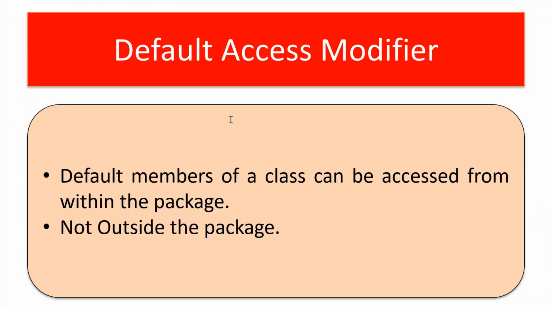The final one is default access specifier. By default, if we have not given any access specifier for a variable or a method, we have just removed the access specifier, that is public, private or protected. We have removed everything, just giving integer a equal to 10, which means it has default access specifier. So the default members of a class, I mean a variable that has not been given any access specifier before the data type, can be accessed from within the package and not outside the package. So we will have an example for that also.